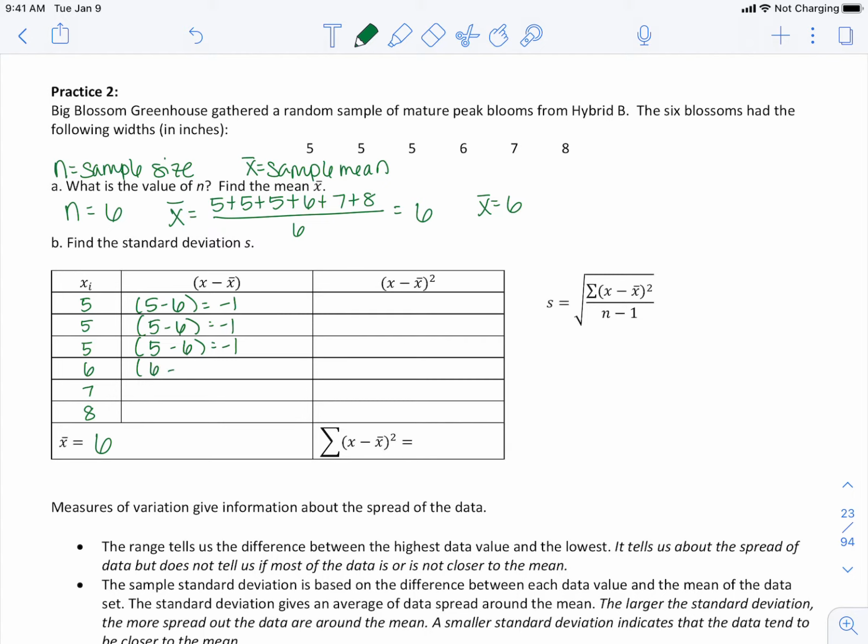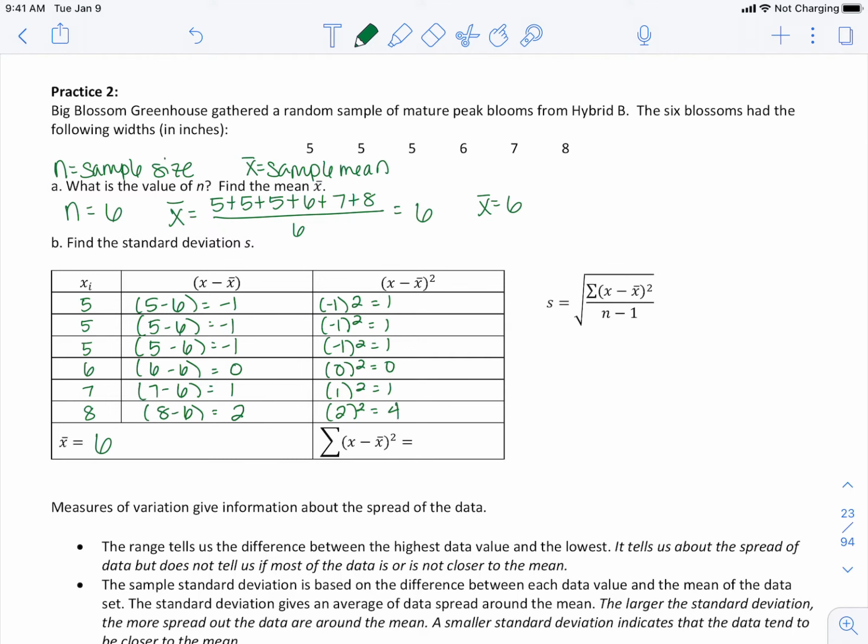Then we have 6 minus 6, which is 0. 7 minus 6, which is 1. And 8 minus 6, which is 2. Then we have to square each of these values. So I have -1 squared is 1. I have 0 squared is 0. 1 squared is 1. And 2 squared is 4.